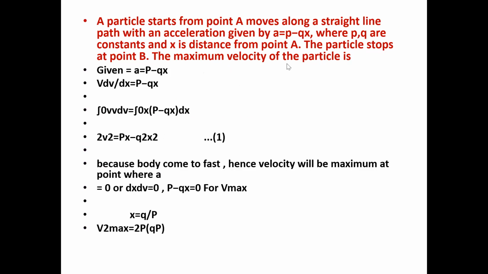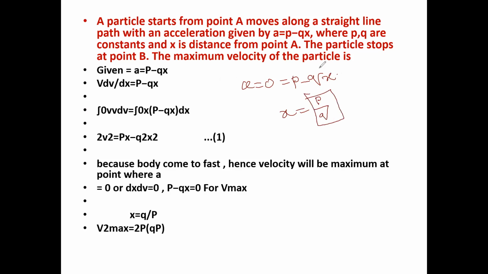It reaches maximum velocity at some point means acceleration, you make it 0. That's what we do. When you make acceleration 0, what happens? It reaches the maximum velocity. So that means P minus Qx, that you make it 0. x becomes P by Q, right? x is P by Q. This is what you get.